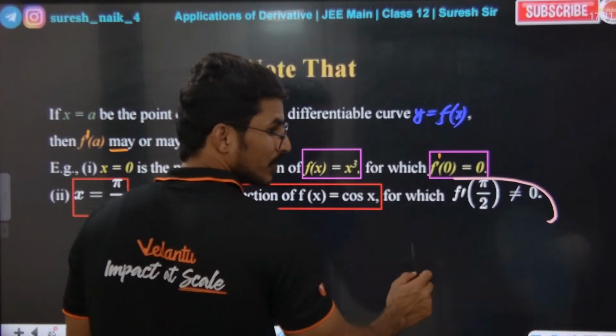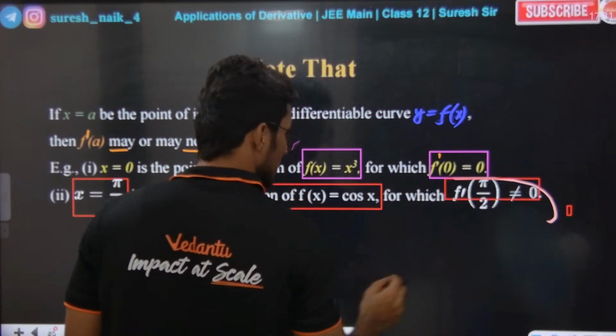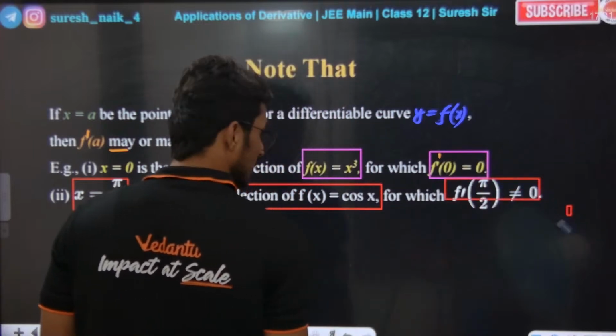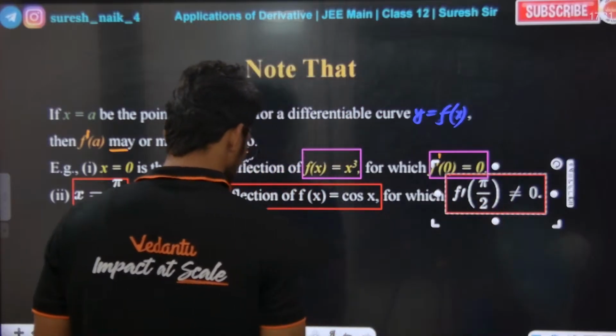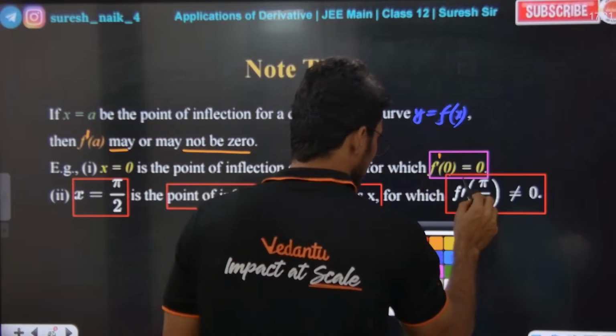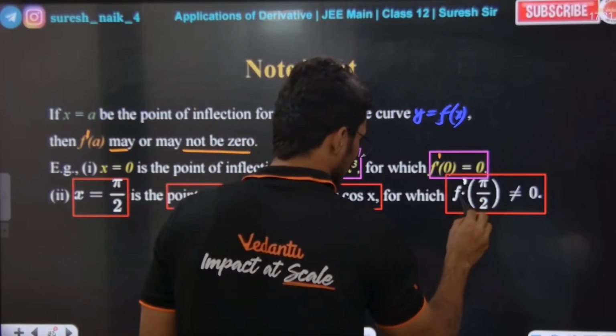Then f dash of pi by 2 is not equal to 0. f dash of pi by 2. Are you getting the point?